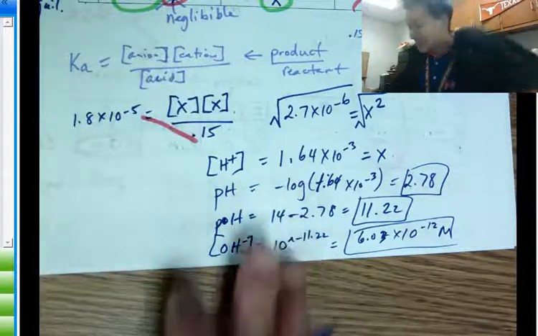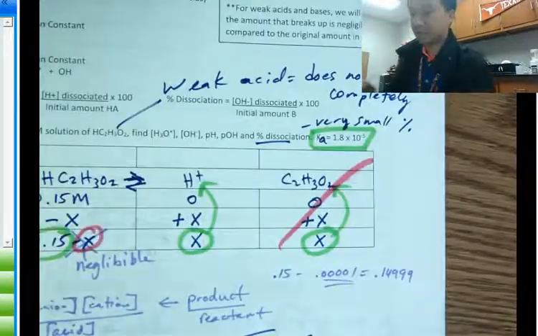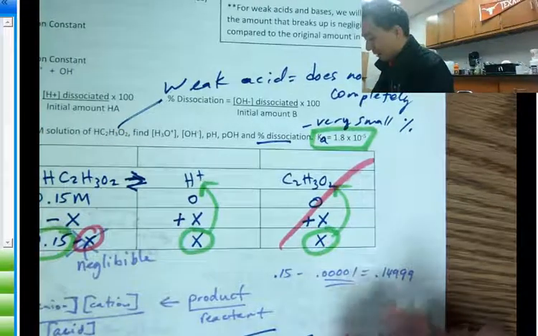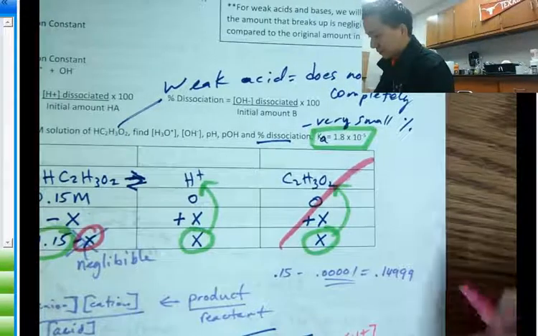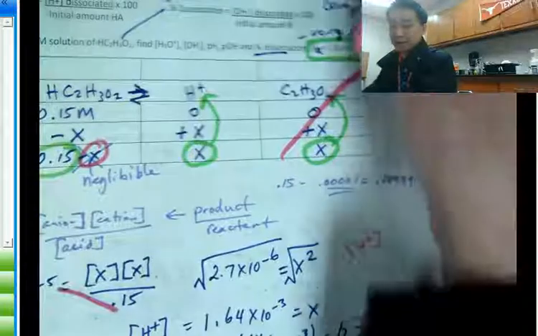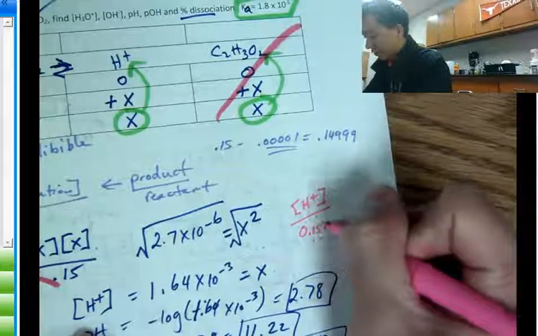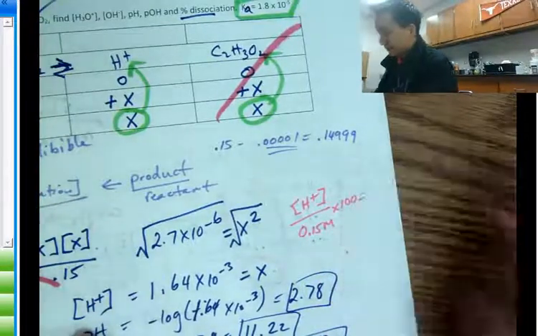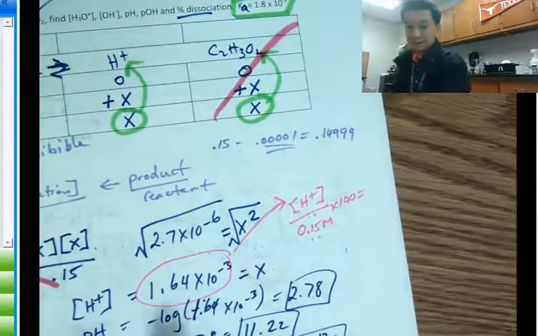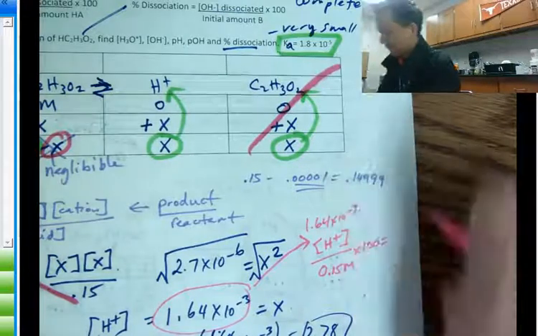And there's that last thing on here that it asks, the percent dissociation. Percent dissociation is simply how much the H plus, or in the case of a base, it's going to be OH, over the original amount, which is 0.15 molar, times 100. Okay? And the H amount is that. You take that, plug it in.